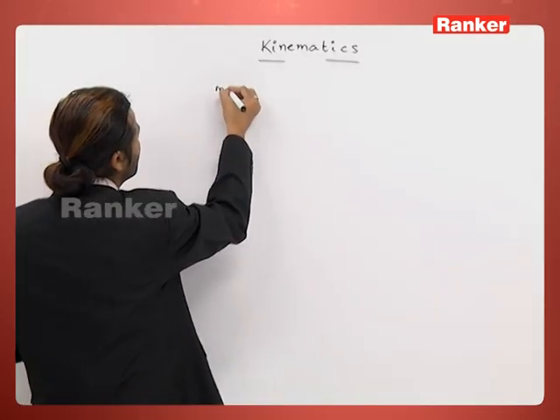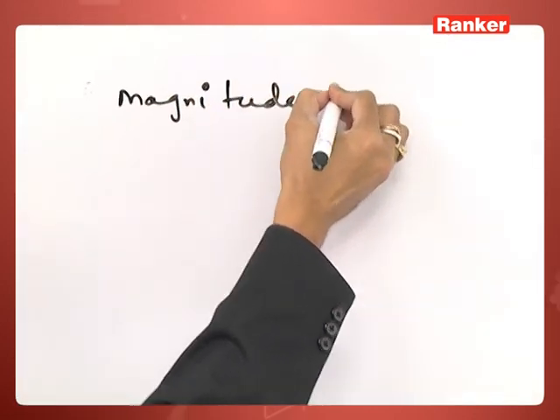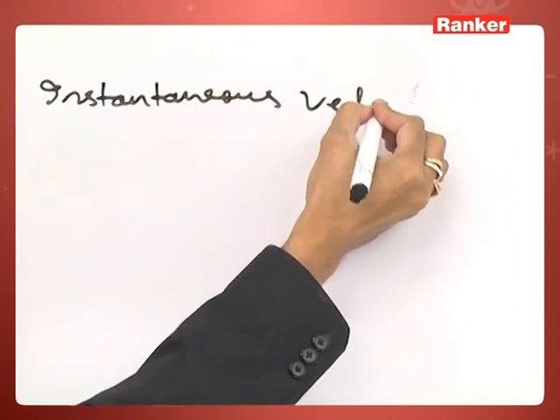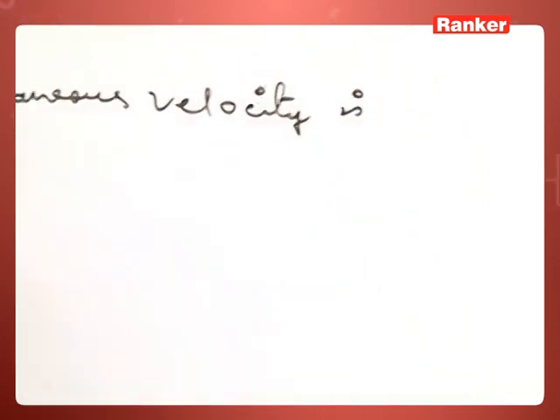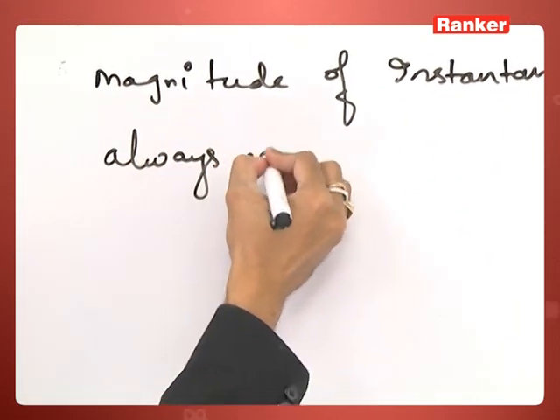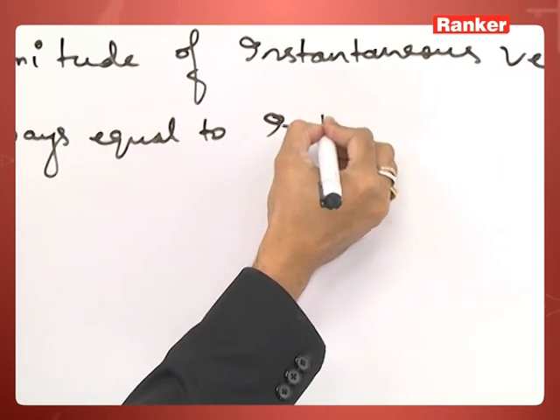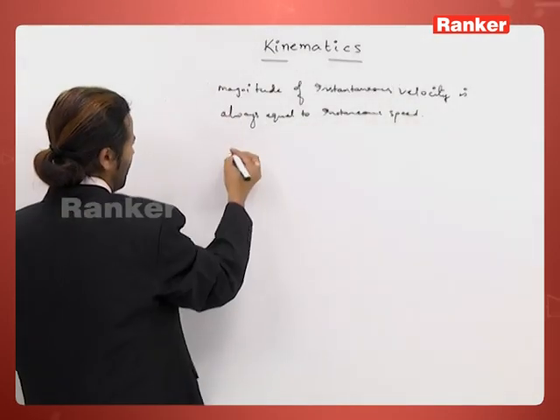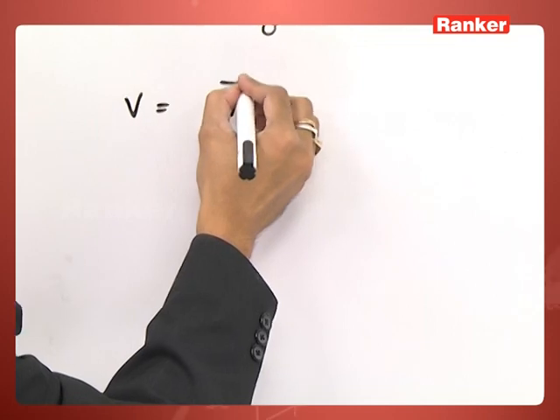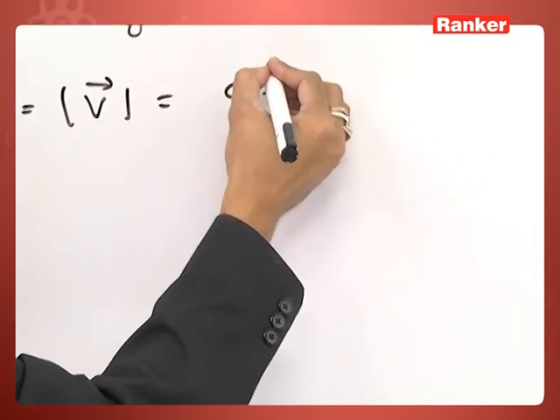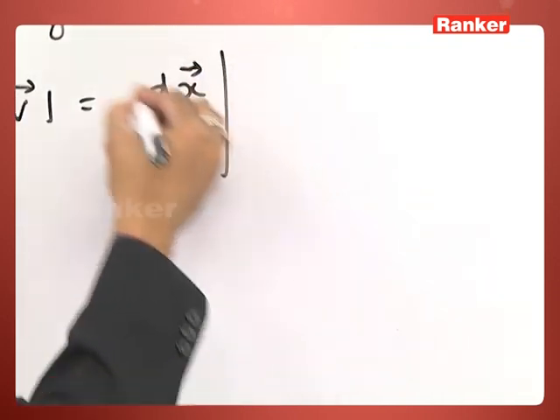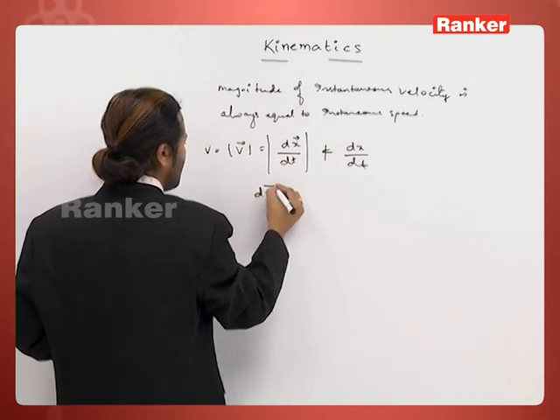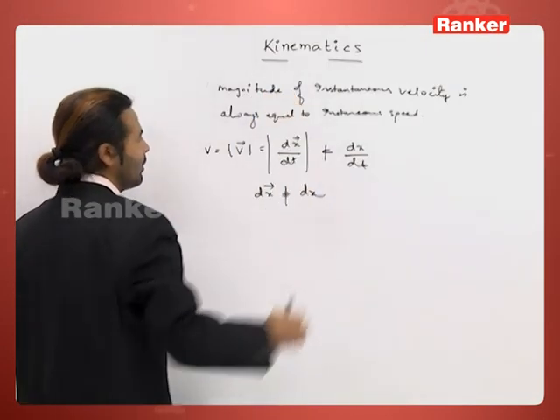Now we will have the magnitude of instantaneous velocity is always equal to instantaneous speed, like V is equal to, which is not equal to dx by dt, because dx vector is not equal to dx. This thing we must always remember.